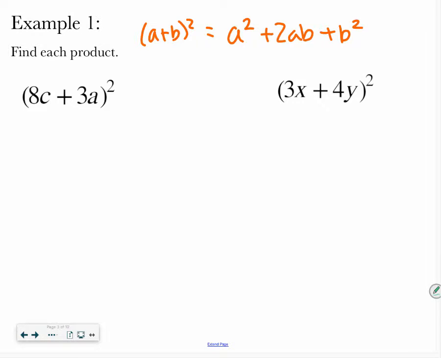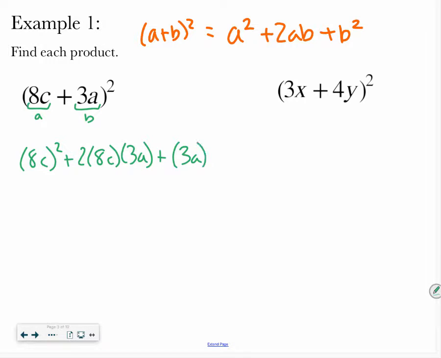So if we look at our first example, we want to find each product. We have 8c plus 3a. So this is going to be our a. This is going to be our b. Okay? So we have a squared. That means we have 8c squared plus 2 times a times b plus b squared.